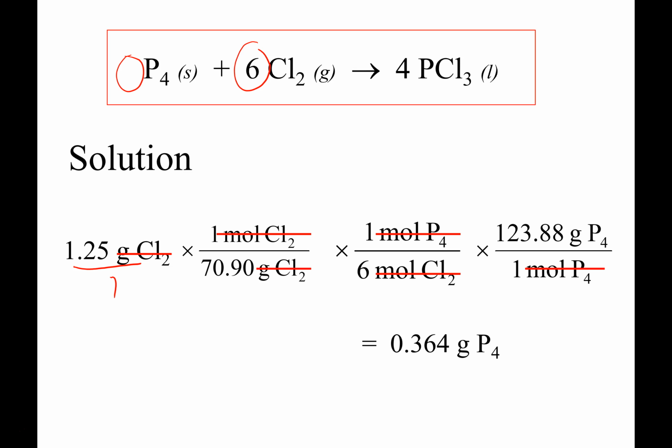So we're going to do a follow-up question. Let's see, 1.25 grams of Cl2. We just now did this problem. You'll have to react 0.364 grams of P4. So the follow-up question is going to be, what's the mass of product formed? We could add them together, but we're not going to do that.